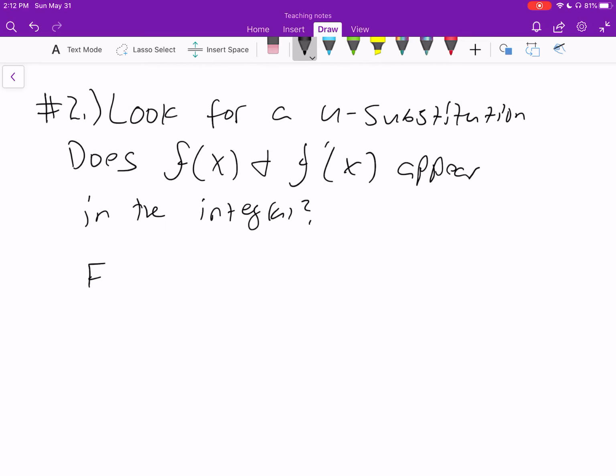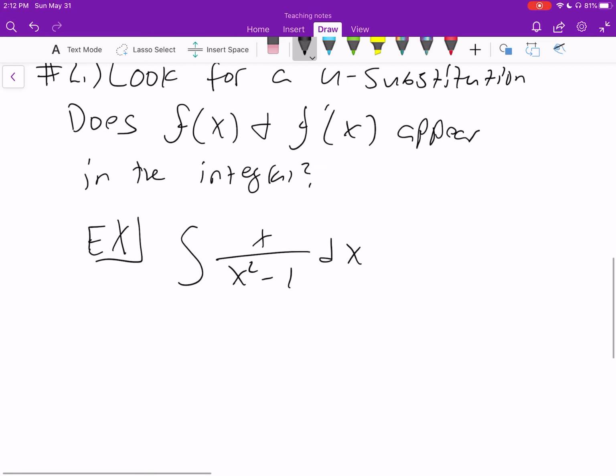So as an example, we have the integral of x over x squared minus 1 dx. You can notice here that you have x squared minus 1, and if you think about the derivative of x squared minus 1, that's going to be 2x, and you have that x appear up top. That tells you that this is going to be a u substitution. So u is equal to x squared minus 1, du is equal to 2x dx. And then you would just use the strategy that we know what to do.